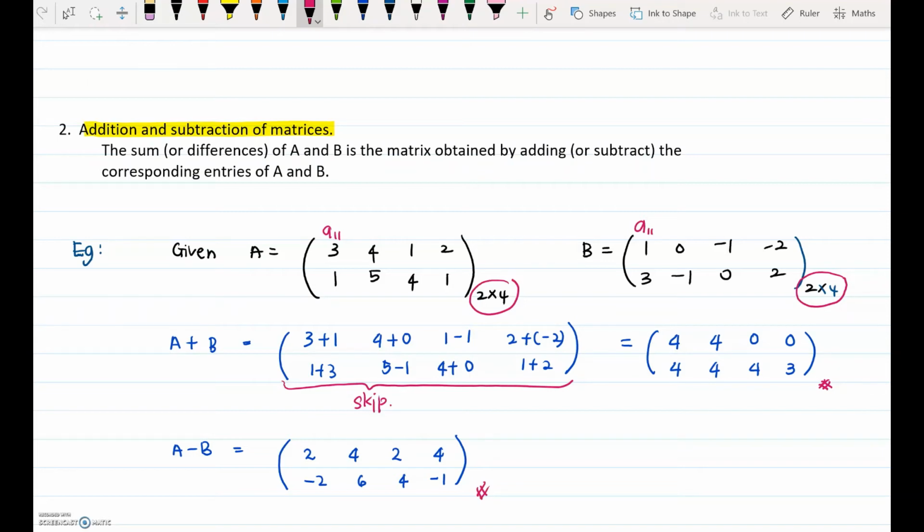Make sure the condition that we have here is that both A and B must be the same size. Both matrices must be in the same sizes.